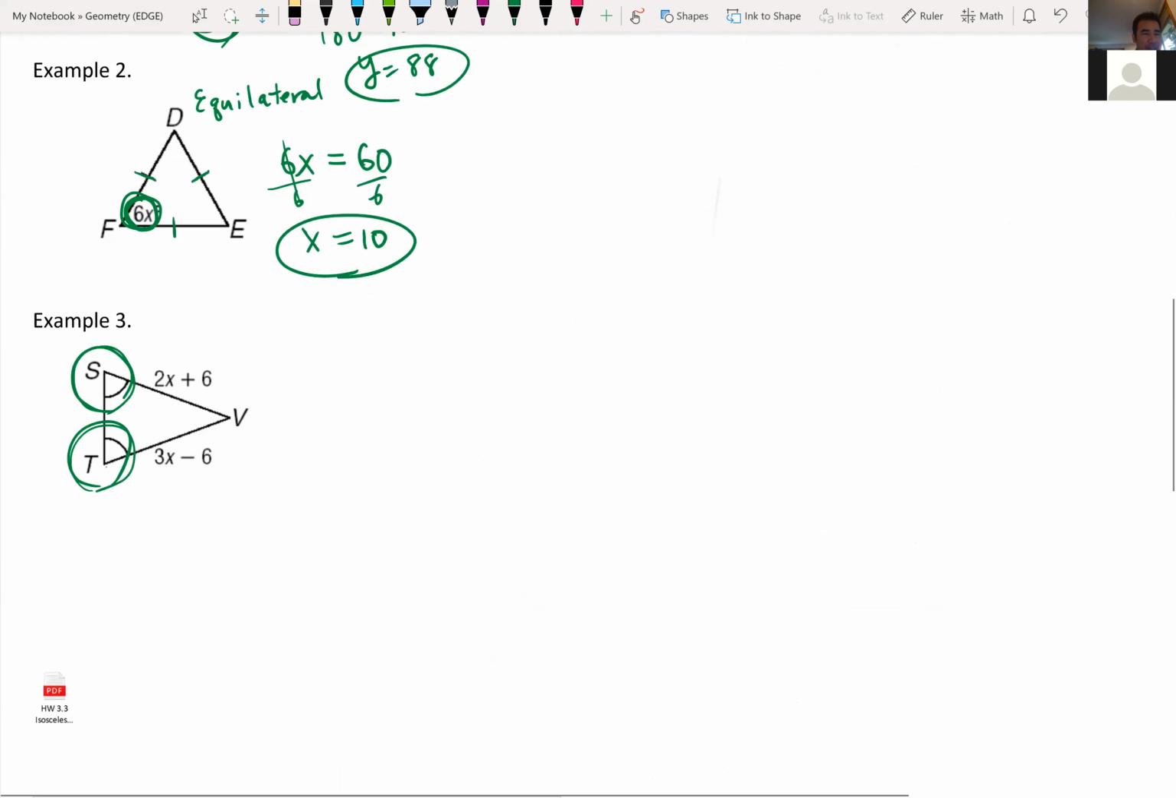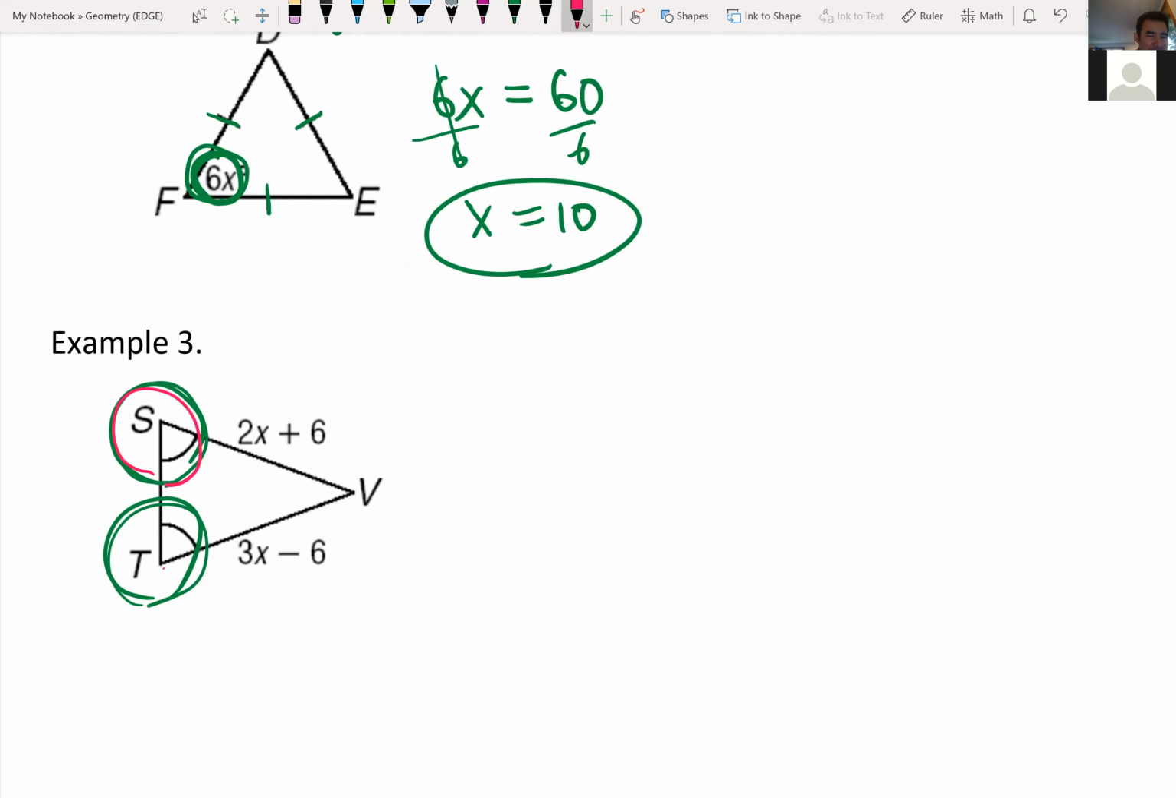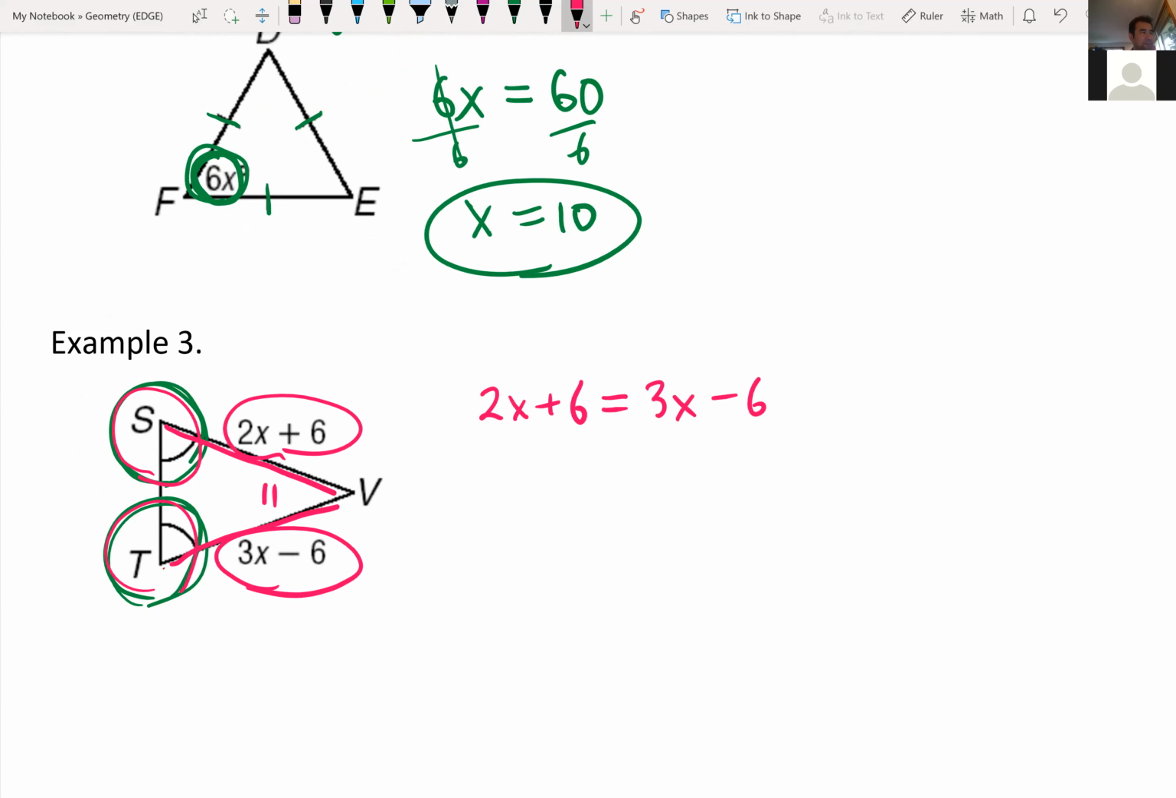So if two bottom angles are the same, that means these two sides are the same, congruent. In other words, this is equal to that. 2x plus 6 has to be equal to 3x minus 6. They're equal. That's what the isosceles triangle is, right? So let's solve for x. What would you do first?